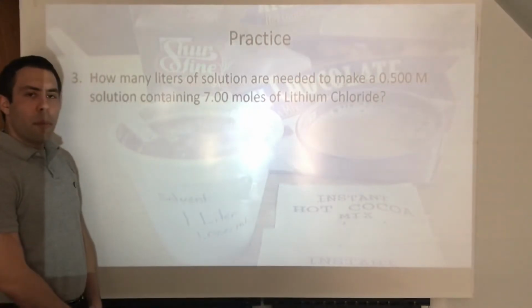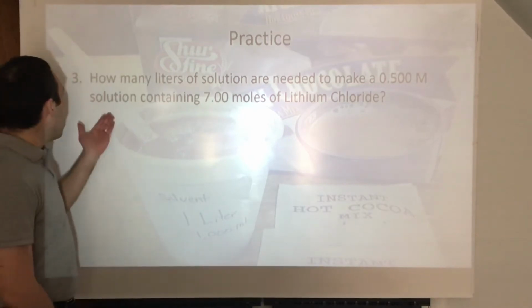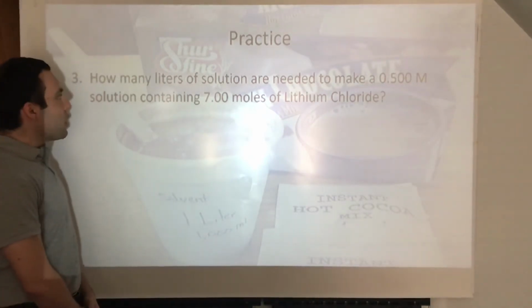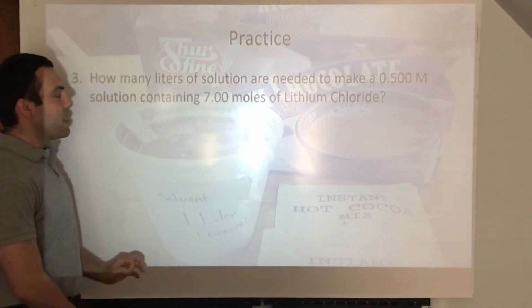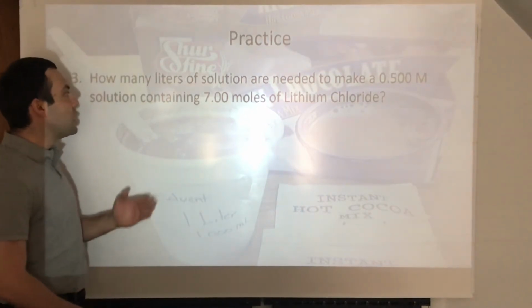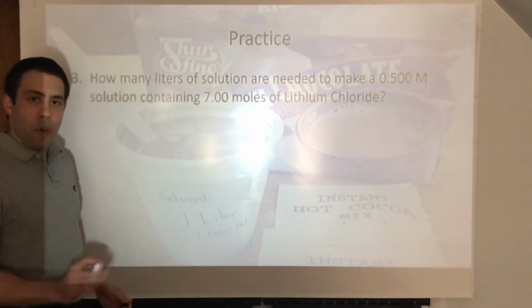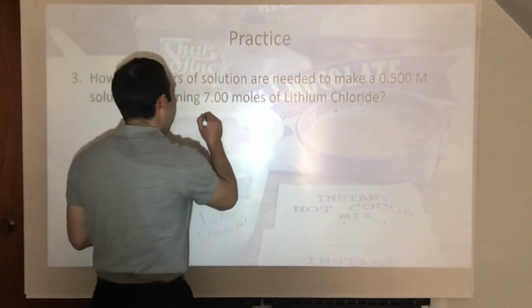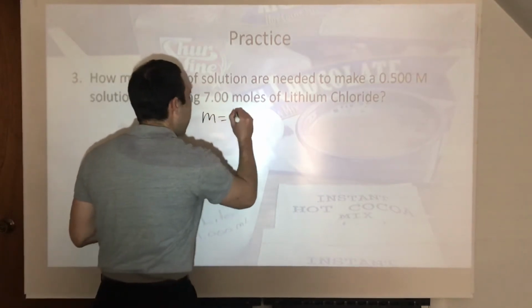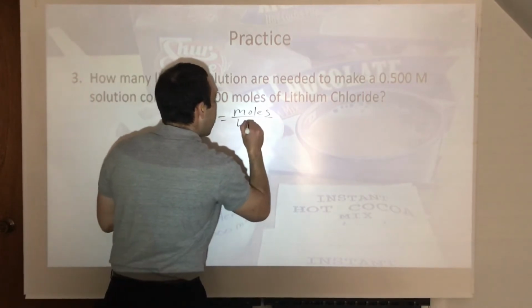For practice problem number 3, we have to solve for a different variable that is not molarity. Problem number 3 states, how many liters of solution are needed to make a 0.500 molar solution containing 7.00 moles of lithium chloride? The first thing we do, as always, is write our formula. Capital M equals moles over liters.